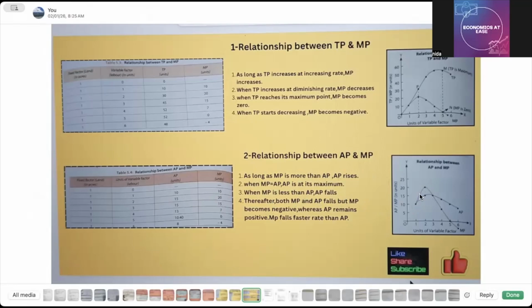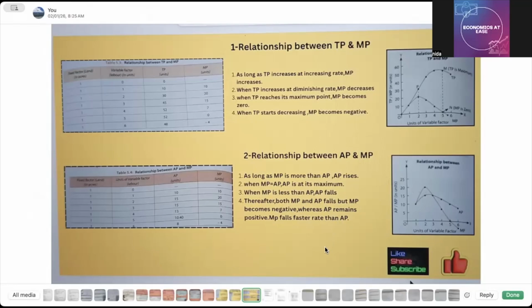Okay, so as long as MP is more, that is, as long as MP is more than AP, AP rises. When MP is equal to AP, then AP is at maximum. Okay, so when MP is equal to AP, here at this point they are equivalent, then it is maximum. When MP is less than AP, then AP starts falling. Thereafter both MP and AP fall, but MP becomes negative whereas AP remains positive. MP falls at a faster rate than AP.